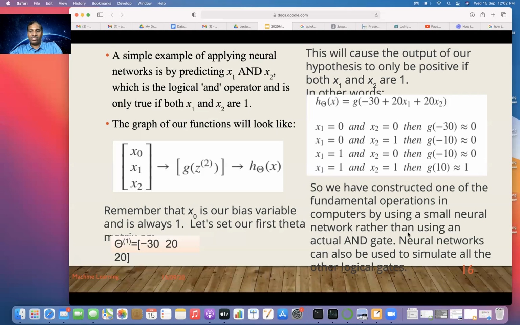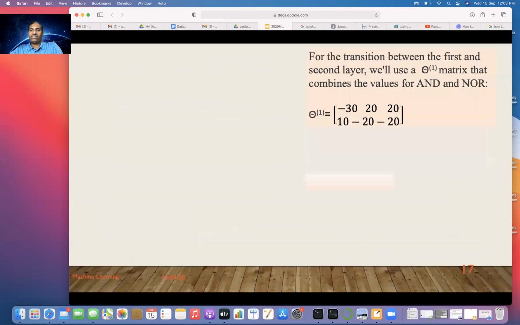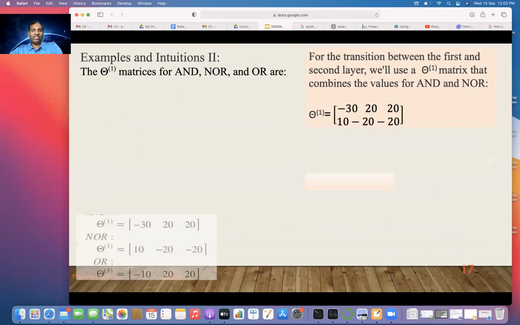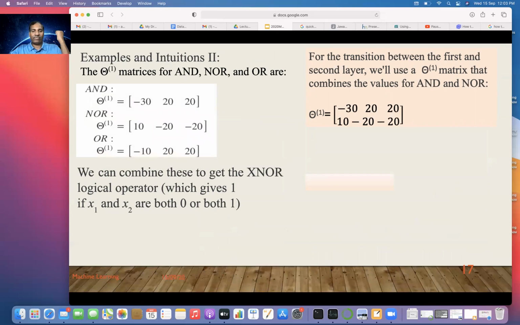So we have constructed one of the fundamental operations in computers by using a small neural network rather than using an actual AND gate. Neural networks can also be used to simulate all other logic gates. There are examples you can see. You can build neural networks for all other gates also.